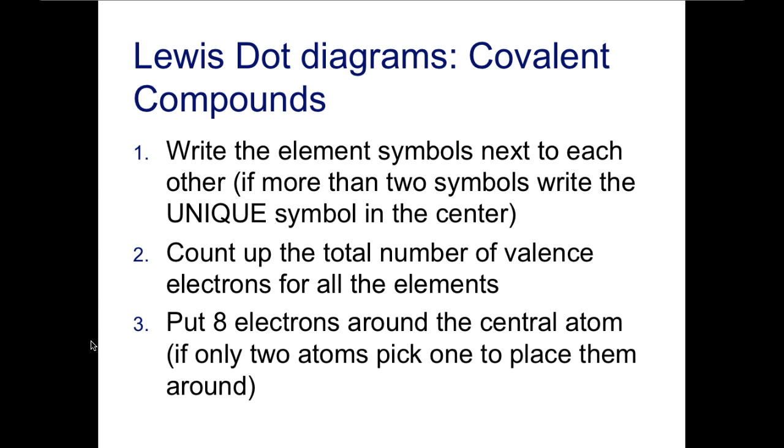What this means is basically the least electronegative, the one that's furthest left, not hydrogen, is going to go into the middle. Then the second thing you're going to do is count up the number of valence electrons for all the elements. Remember, we can use the periodic table to do that. Then you're going to put 8 electrons around the central atom, and if there's only 2 atoms present in the compound, then you're going to just pick one and place 8 electrons around them.